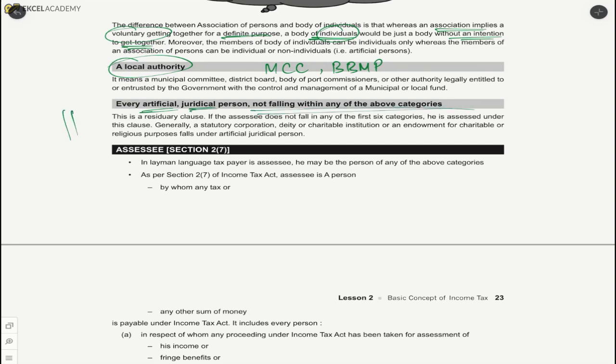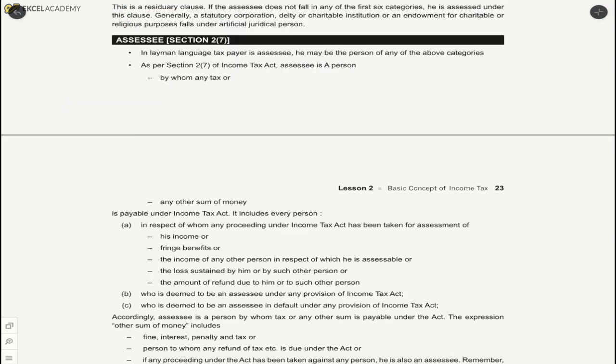Let's say there is a new type of person which is incorporated or which comes into existence due to some new act. Even that will be considered as a person under this clause. That is, every artificial juridical person not falling within any of the above categories. Now let us move on to the next section, that is assessee.